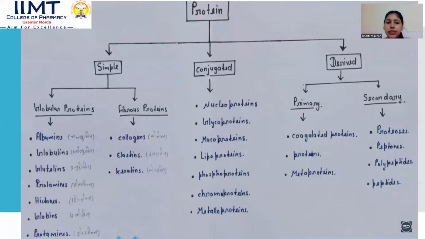If we talk about the classifications, there are three basic classifications: simple, conjugated, and derived. Simple, what are simple proteins?